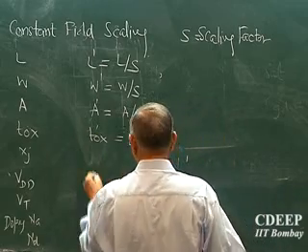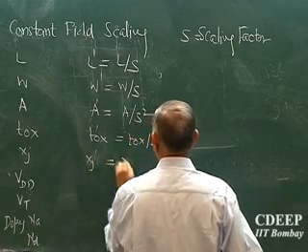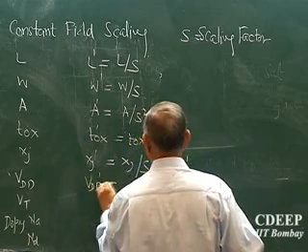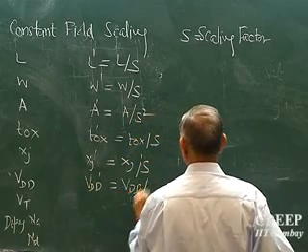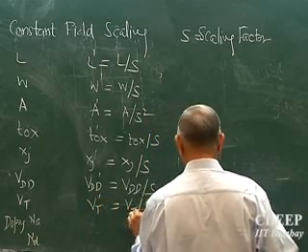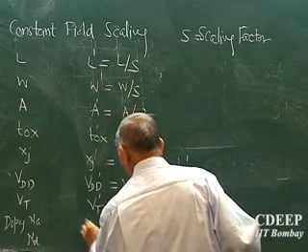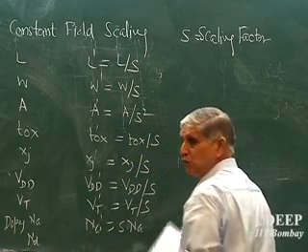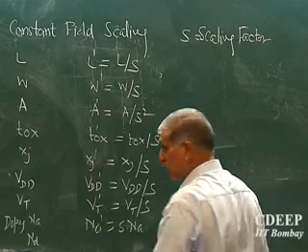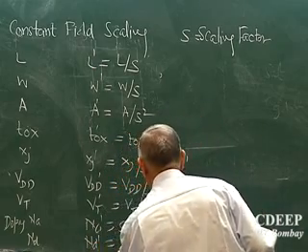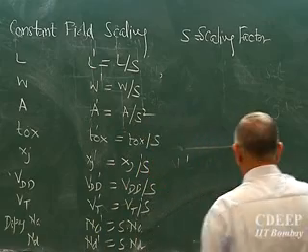Tox dash is Tox by S. Xj dash is Xj by S. VDD dash is VDD by S. VT dash is VT by S. Everything. The only thing is, NA dash will be S times NA, unless you increase it, VT cannot be reduced, correspondingly for devices. ND dash is S times ND.